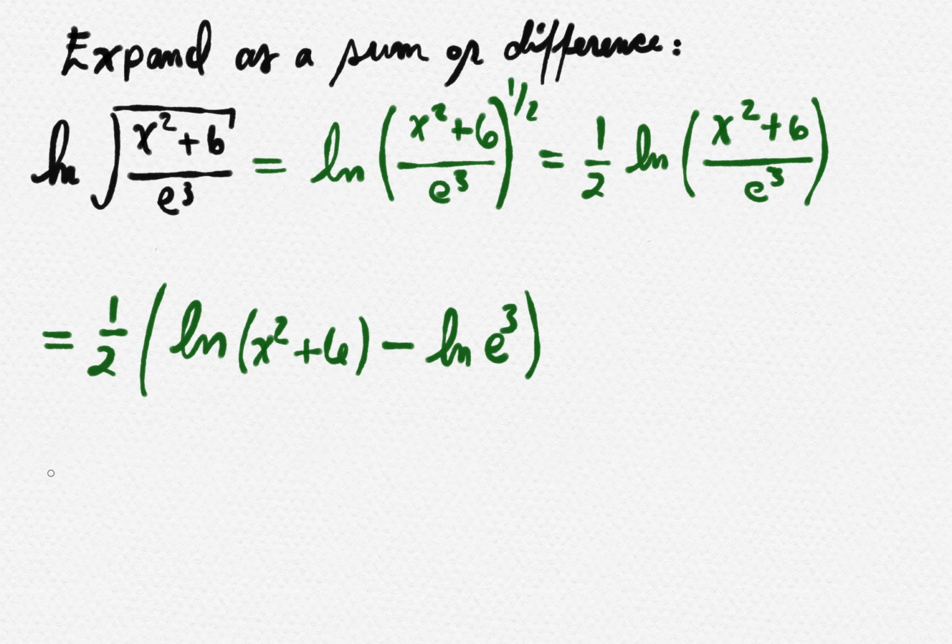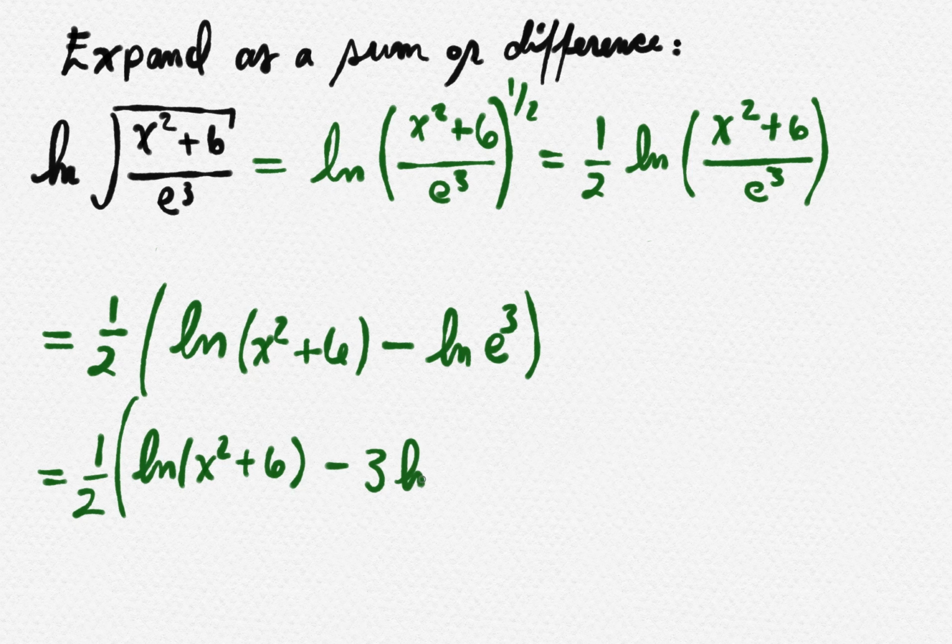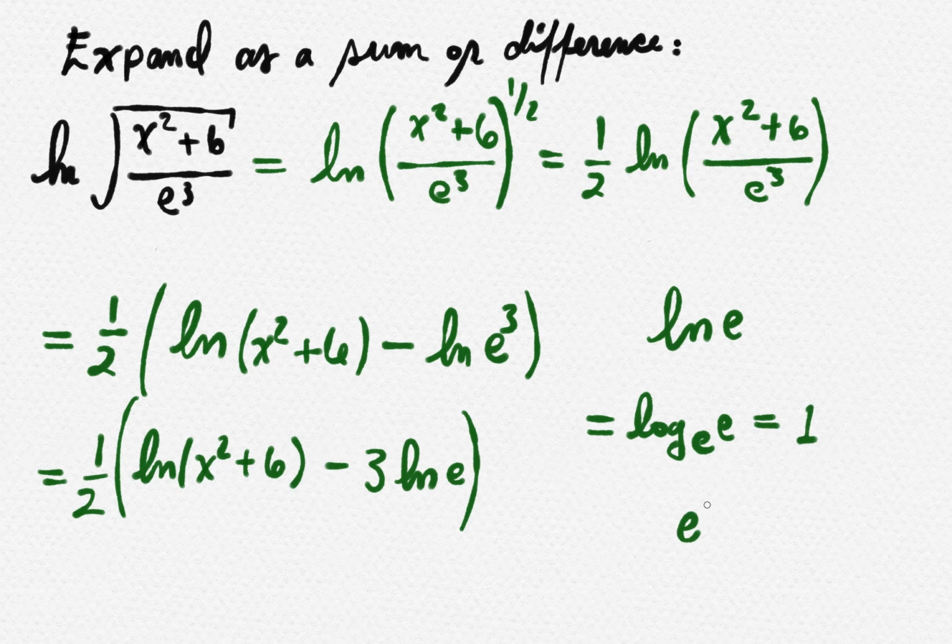So what happens when we do that? We get 1/2 log of x squared plus 6, and then minus 3 times the natural log of e. But what's the natural log of e? Well, the natural log is just the log base e. And by one of those properties that we talked about last time, this is equal to 1, because 1 is the power that you have to raise e to get e back. So the natural log of e is just equal to 1, and so we can plug in 1 right here.